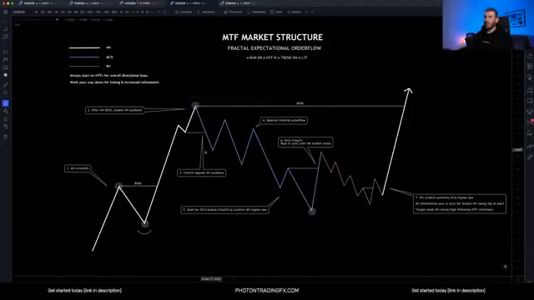So, super quick recap. 4 hours bullish, it had a break of structure. We want to look for that pullback to kick in. How do we know when that pullback is going to start?